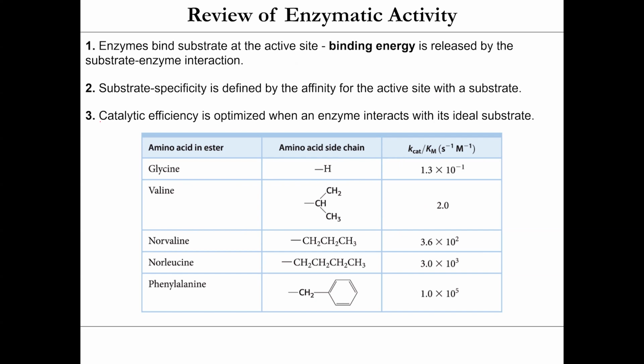And so we talked previously about catalytic efficiency, which is Kcat over Km. Kcat is the turnover number, so how fast an enzyme converts substrate to product, and then Km describes the affinity of an enzyme for a particular substrate. So that catalytic efficiency is going to be optimized when an enzyme interacts with its ideal substrate. So these are substrates of chymotrypsin, and you can see that phenylalanine has the highest level of catalytic efficiency compared to other substrates.